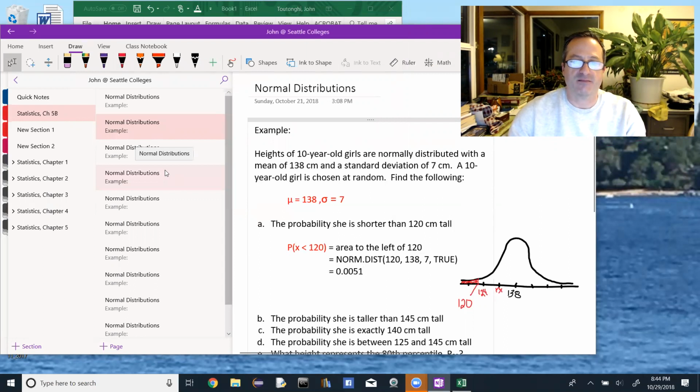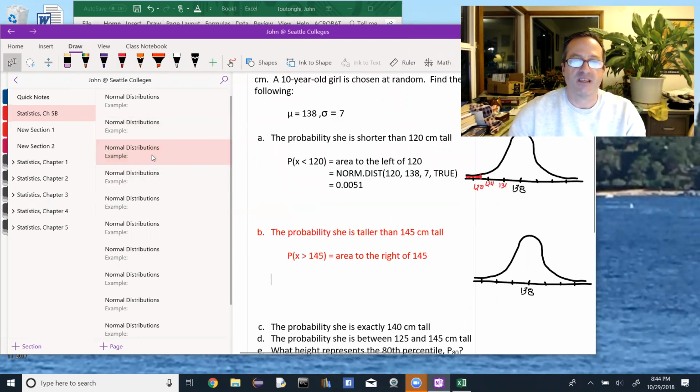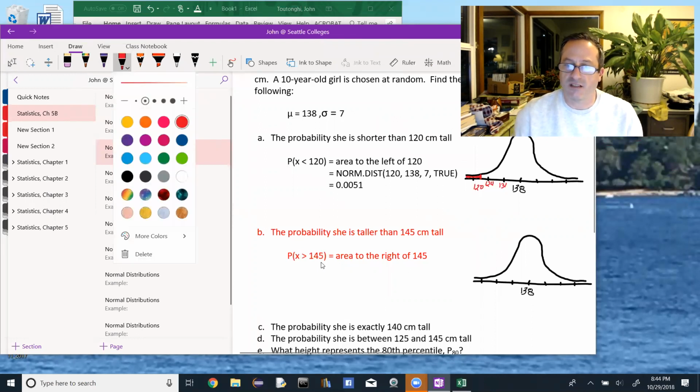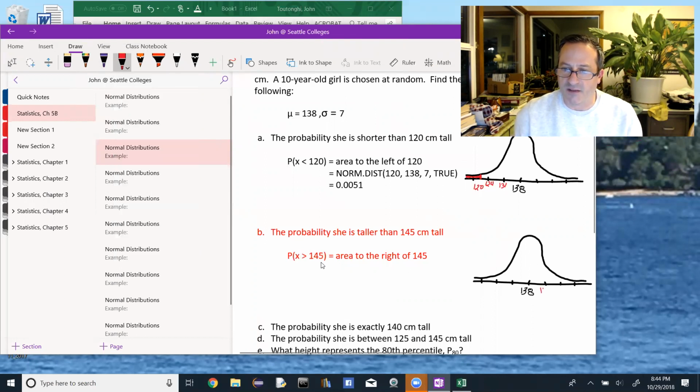Okay, so the next part wants the probability that she is taller than 145 centimeters. That's the probability that x is bigger than 145. So that's going to be an area to the right of 145. If I want to draw that in my picture, well, if I add 7 to 138, that's 145. So it's 1 standard deviation above the mean right here. And I'm looking for the probability that x is bigger than that. So I draw a line in at 145 and shade this area to the right.